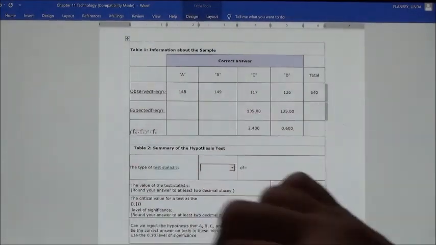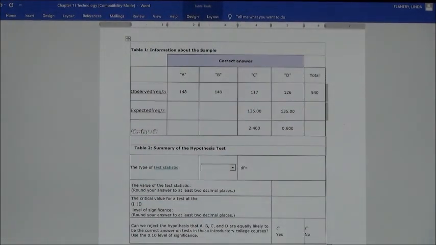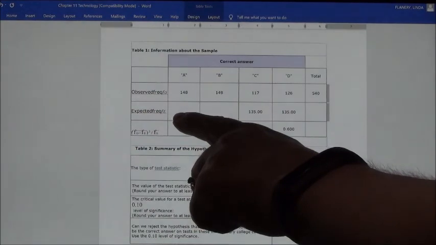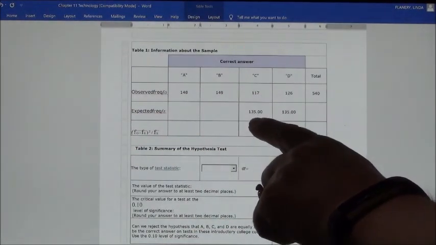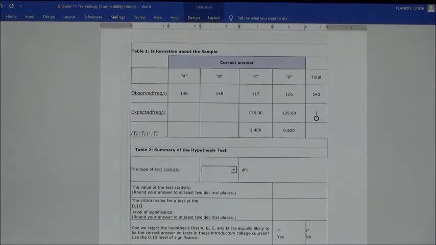those expected frequencies. In this case, they said that all of the frequencies were equally likely, and so since they're equally likely, you have a 25% chance of getting either A, B, C, or D. If you do 25% of your 540, I'm going to turn my calculator on here, 0.25 times 540, you get 135. So you're going to have 135 here, 135 here. They did the 135 here, and they did the 135 here.